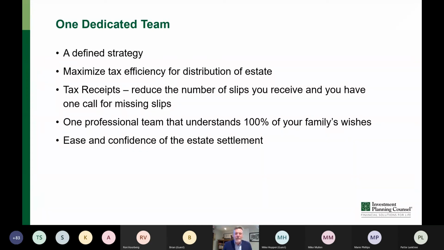Most importantly, you have one professional team that understands 100% of your family wishes. This can give great peace of mind when it comes to administering the estate on behalf of the beneficiaries, and then easing confidence of the estate settlement. You have peace of mind that things are being looked after. There is a plan in place and it's done in the best efforts and to your wishes.